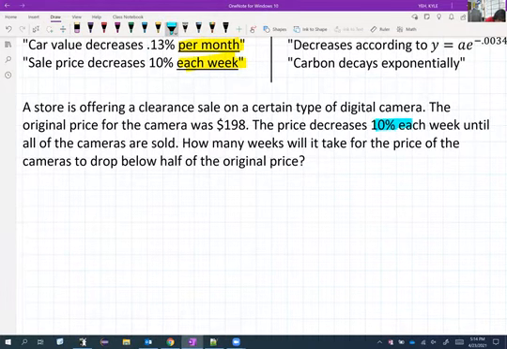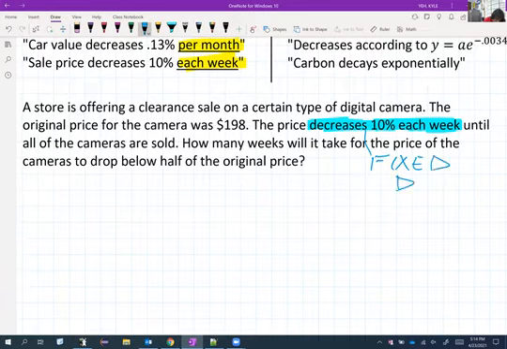One kind of phrase: the price is decreasing at 10% each week. That's a very set, fixed amount per week. And so what is that saying? That's saying we should use our fixed decay equation. I know it's decay because it's going down, decreasing, right? So that right there tells me fixed decay.